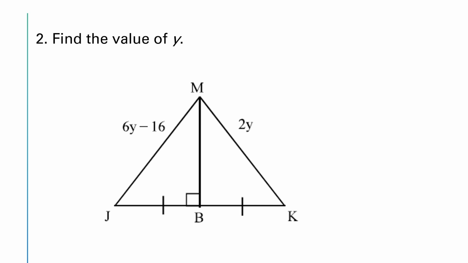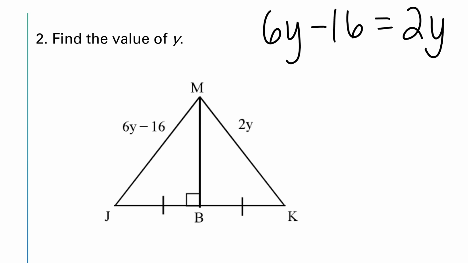Okay, so if you're coming back to check your answer, it says find the value of y. We can see y is used twice here. We've got y representing the length of the line segment JM. It's 6y minus 16. And then the line segment KM has length 2 times y. So we're going to set those two values equal to each other. We're allowed to do that by the perpendicular bisector theorem. You can see that MB is the perpendicular bisector. It is splitting this line segment JK into 2 equal chunks, and it's forming a right angle. So that is the definition of a perpendicular bisector.